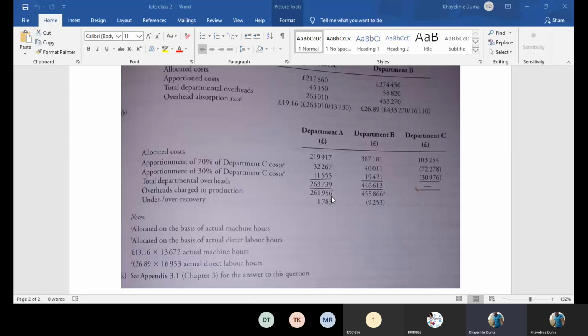But I don't think it can be part of the test, that one. You just have to know that over recovery is an income because you paid more, so you have to receive. Under recovery is an expense because you still have to pay.